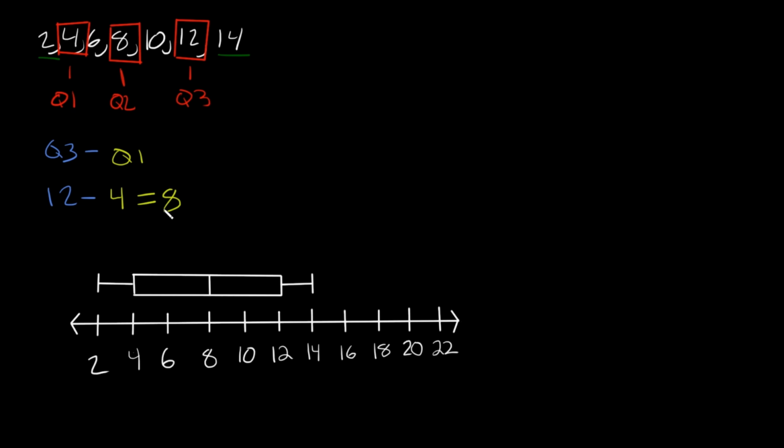And let's compare the difference between range and interquartile range for this data set. If we were to just figure out the range, that would be the difference between the minimum and the maximum, which would be 14 minus 2. That would be 12. So our range here is 12. And then our interquartile range would be right here between 4 and 12, which is 8.